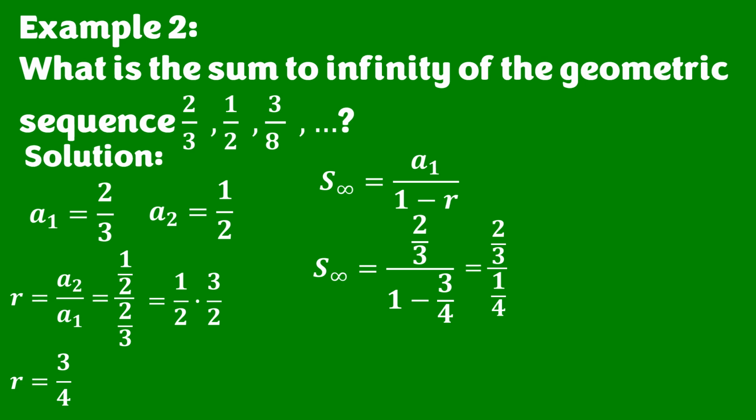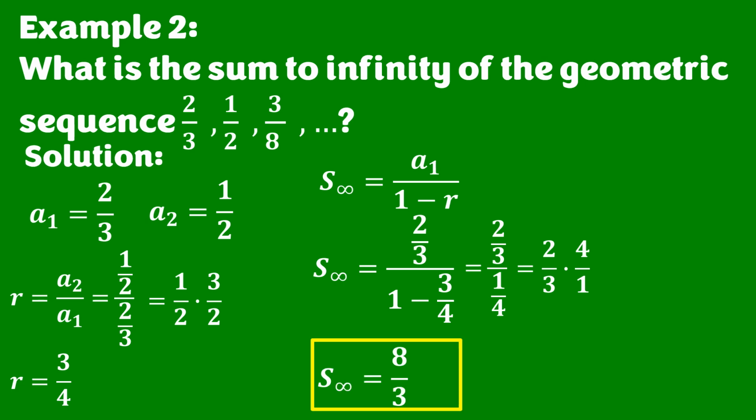So s sub infinity is equal to 2/3 over 1/4. And then simplify. So we have 2/3 times the reciprocal of 1/4, that is 4 over 1. So 2 times 4 is equal to 8, and 3 times 1 is equal to 3. So therefore, the sum to infinity is equal to 8 over 3. So the sum to infinity of the geometric sequence 2 over 3, 1/2, 3 over 8, and so on is 8 over 3.